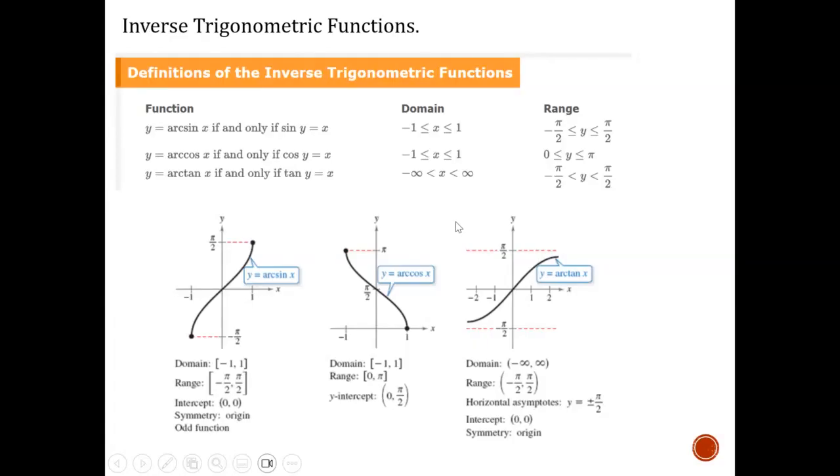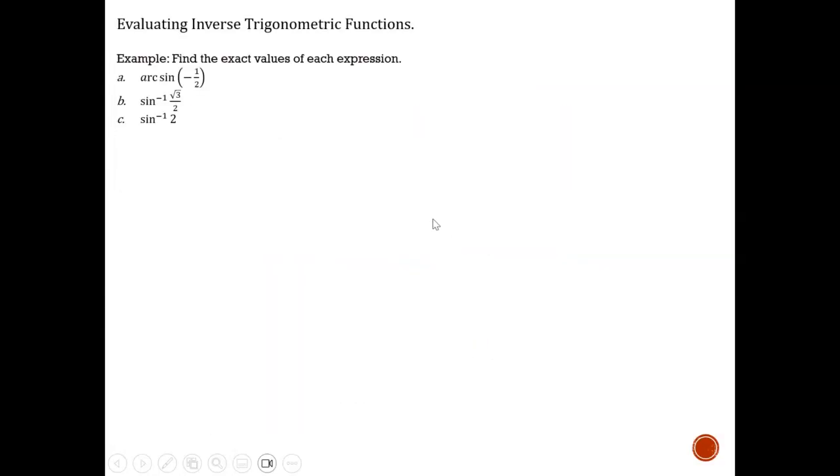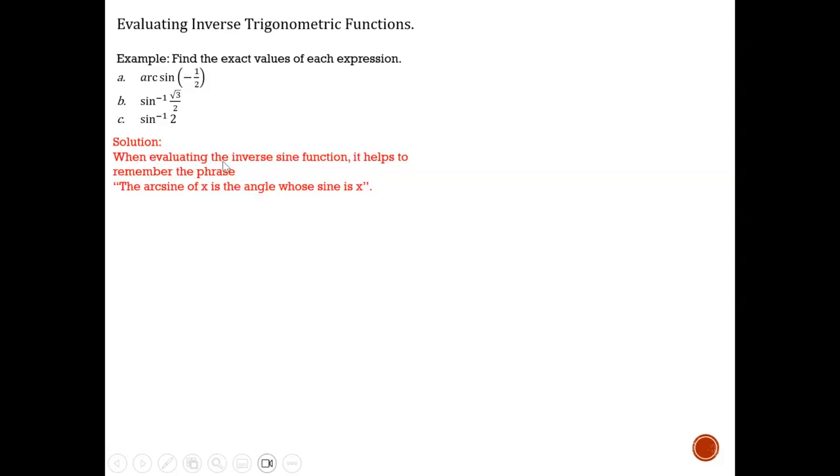So how are we going to use these? Here's how you use those rules that we just learned. It says, find the exact values of each expression. A, the arcsine of negative 1/2. There's a special way to read this. When evaluating the inverse sine function, it helps to remember the phrase: the arcsine of x is the angle whose sine is x. I have a better way to say that in simpler words for the students.